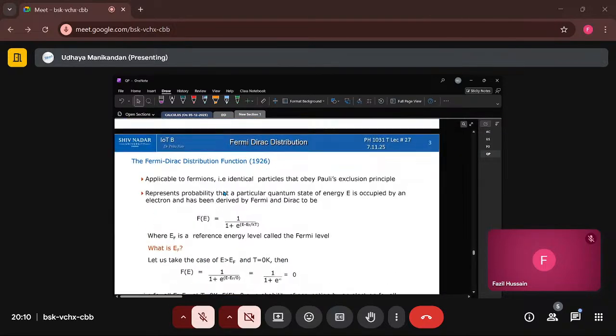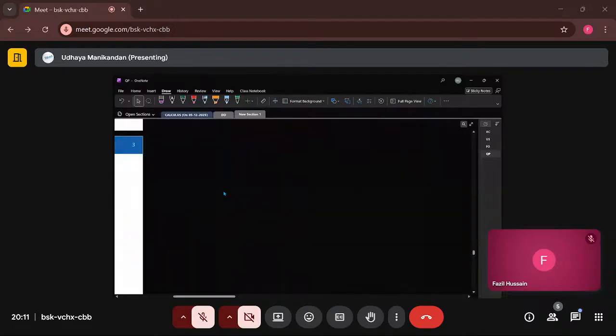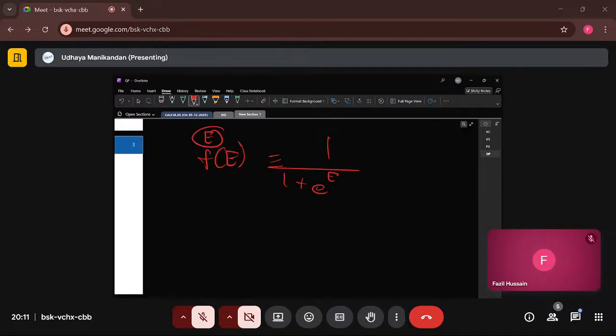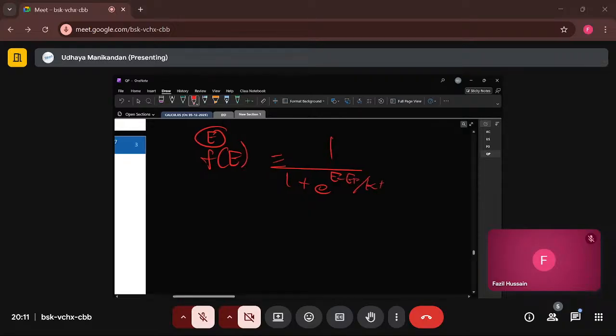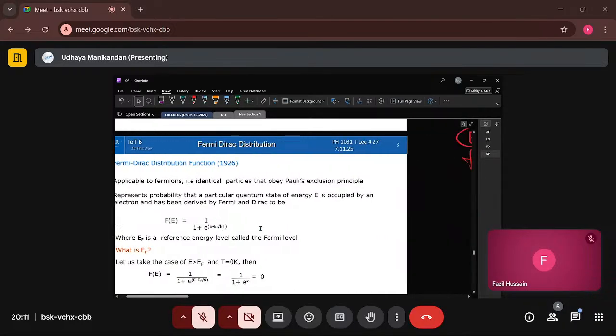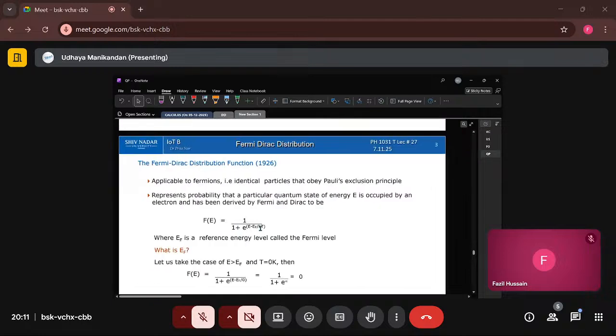That's just theory. Now talking about the Fermi function. A Fermi function tells you the probability of finding an electron with an energy level E. That probability is given by f(E), the Fermi function, with the formula 1 by 1 plus e to the power (E minus EF) by kT. Once again, I learned this long back.